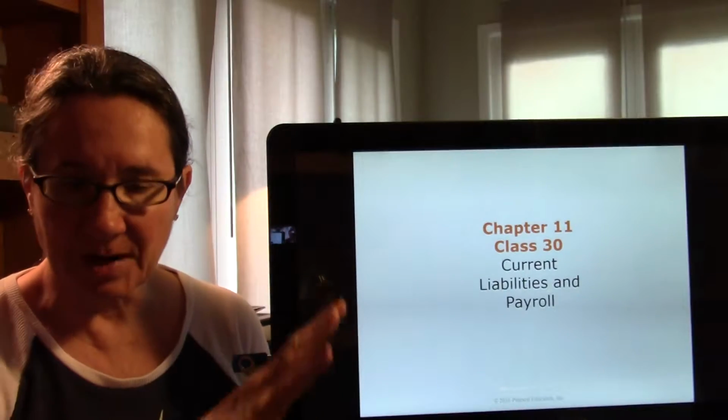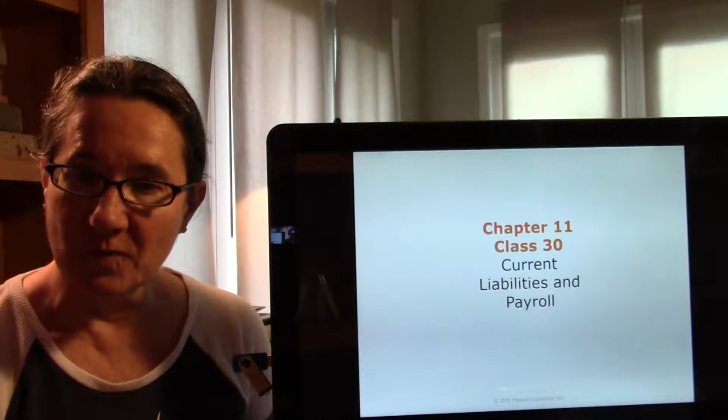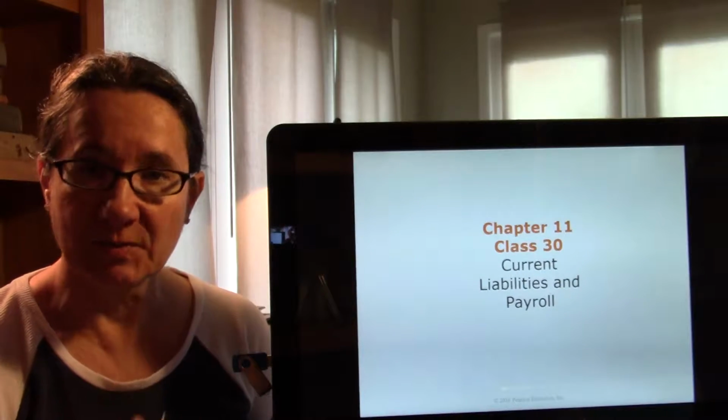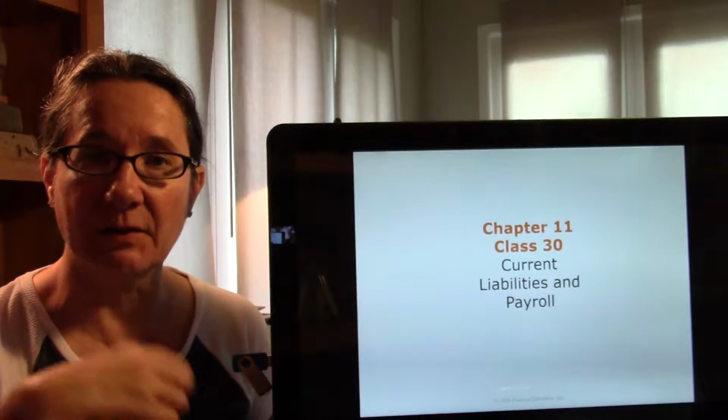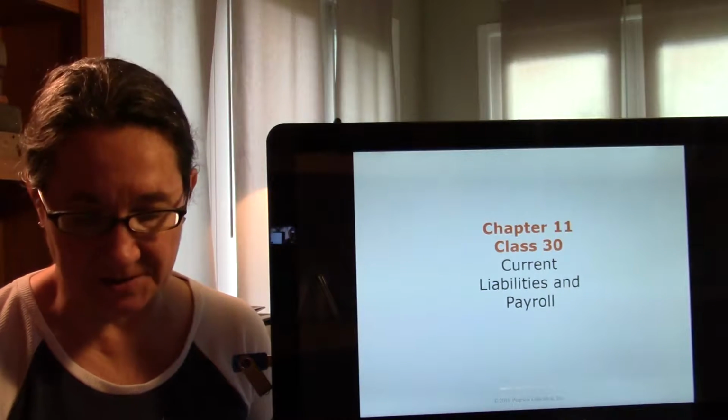So the last few chapters we've been working our way down the balance sheet, so we've been on the asset side, so we've completed with investments. We've completed the asset side of the balance sheet. So now we're going to talk about some specific details about the liability side of the balance sheet.